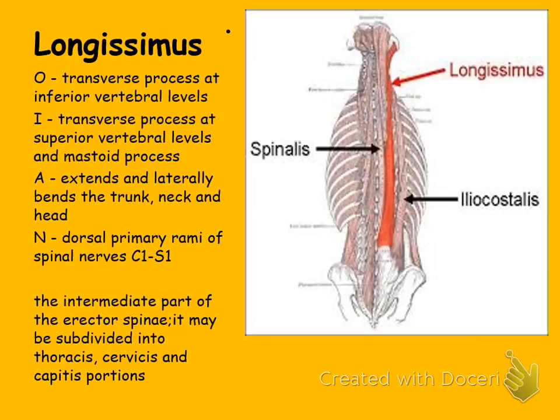Longissimus, another back muscle. Goes up and down the spine. Originates on the transverse processes at the inferior vertebral levels. Okay, so it basically goes from one vertebra to another. So like if you were on T5, it originates on T5 and inserts on T4. Okay, so they help bring each vertebra backwards, extends the back.